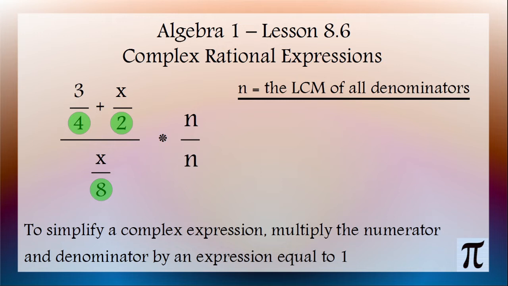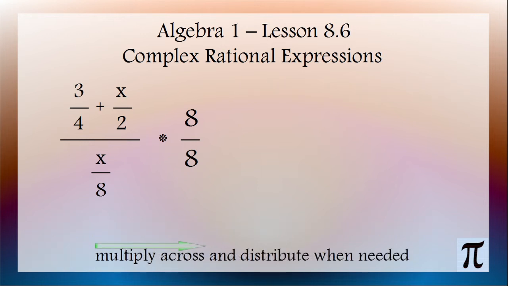So what is the least common multiple of 2, 4, and 8? What is the smallest number that 2, 4, and 8 would go into evenly? In this case, it would be 8. We could use something like 16 or 32, but 8 is the smallest number. It is the least common multiple of 2, 4, and 8. So now, just multiply across and distribute when needed.